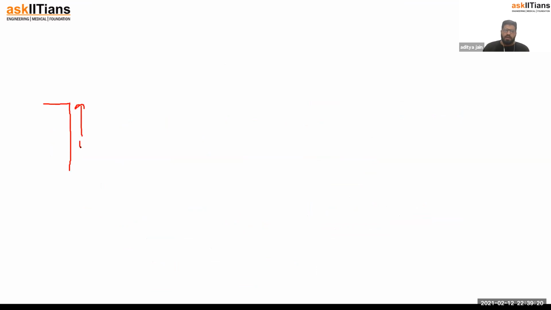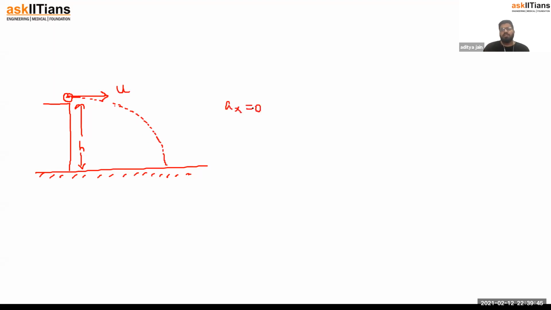Suppose a body is present at some height h from the ground initially. Now we are not throwing the ball from the ground, we are throwing it like this. Suppose you are giving it a velocity like this. I am giving it a horizontal velocity, suppose u. So it will follow a path like this. Here again, acceleration along x direction will be 0 and acceleration along y direction will be plus g. Why? Because the body is going vertically downward initially. So that's why the acceleration is taken as g.